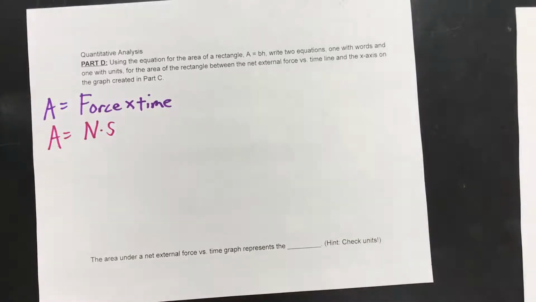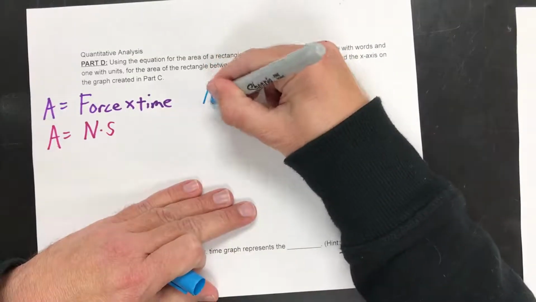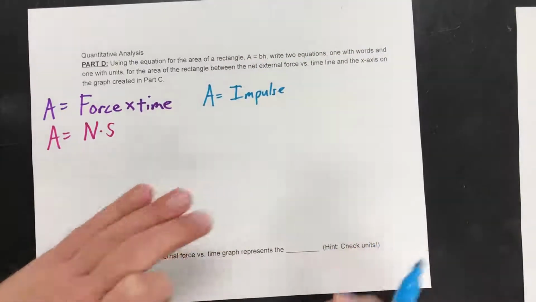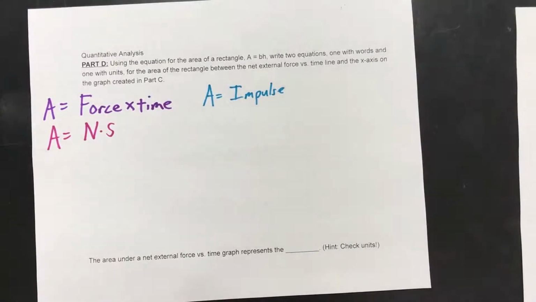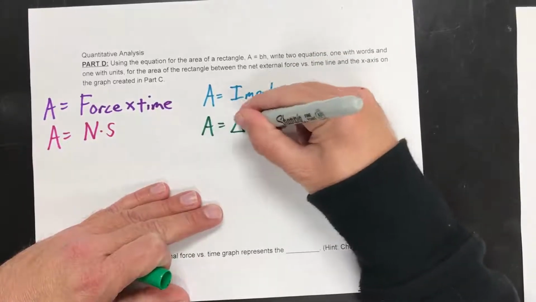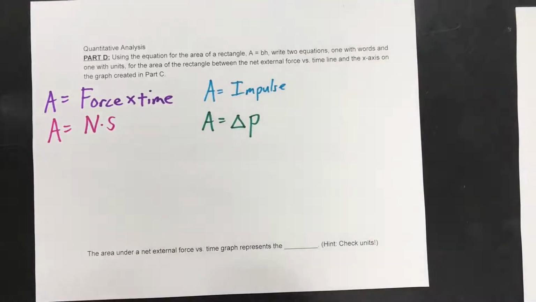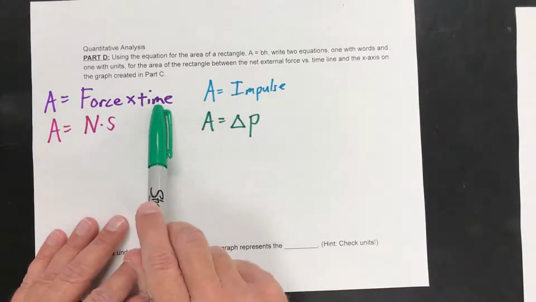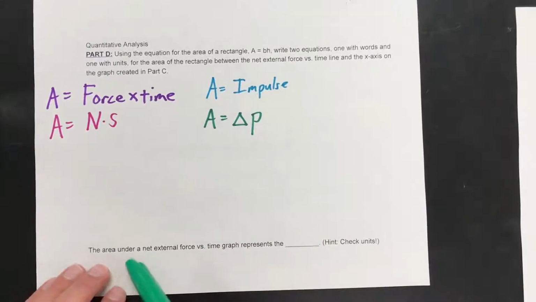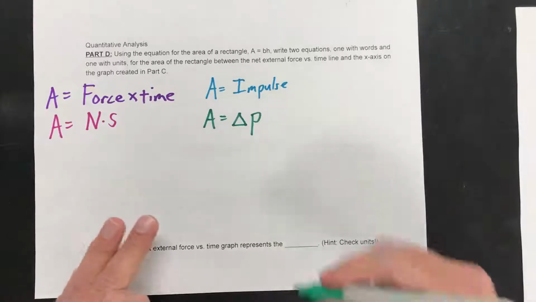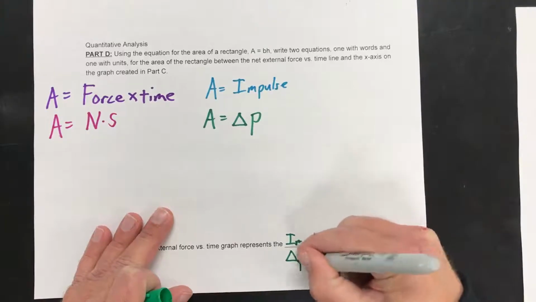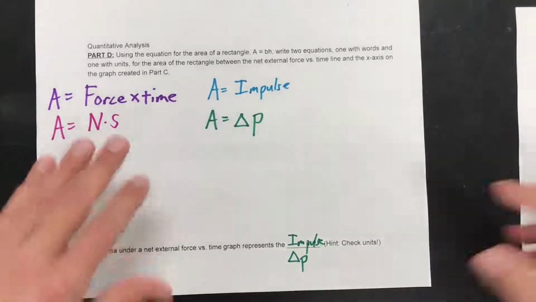So what is that? We've already discussed what that means. That means that the area must be equal to the impulse, because impulse is measured in newton seconds there. But according to the impulse momentum theorem, what do we know the impulse is equal to? The change in momentum. So the area is force times time. That's impulse. That's change in momentum. So it's all of those things. So the area of the net external force versus time represents, you can say, impulse here or change in momentum. Each answer is acceptable there.